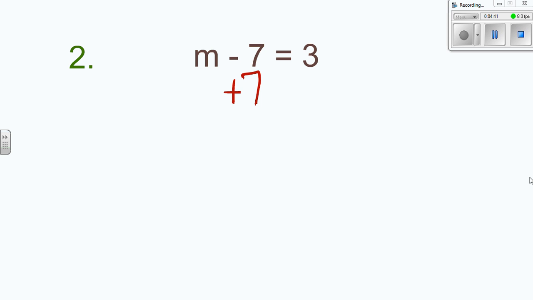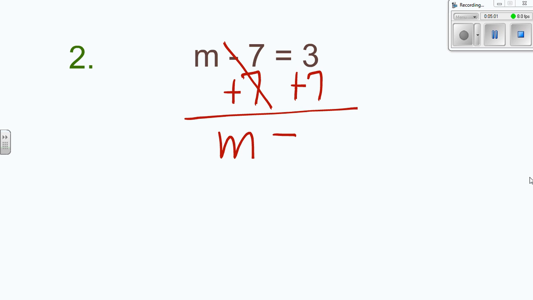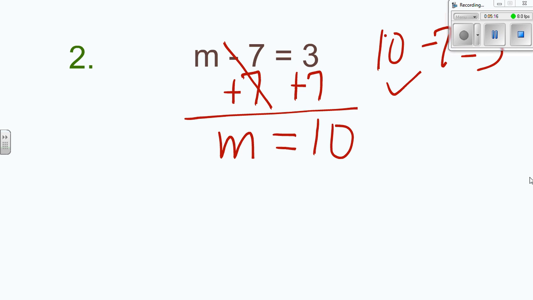So I'm going to add 7 on the left-hand side of the equation. Now whatever you do to the one side, you have to do to the other. So I'm going to go ahead and add 7 on the right-hand side as well. When we have this minus 7 and this plus 7, they end up canceling each other out as 0. We don't need to write 0, we just simply need to bring down m. We're going to bring down our equal sign, and then we have 3 plus 7, which is going to equal 10. And there we've defended our answer by showing our work. And again, we can always check by plugging in, and 10 minus 7 is 3. So we know we have the right answer.